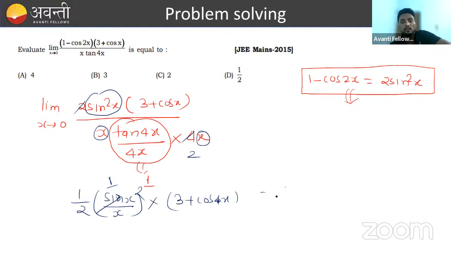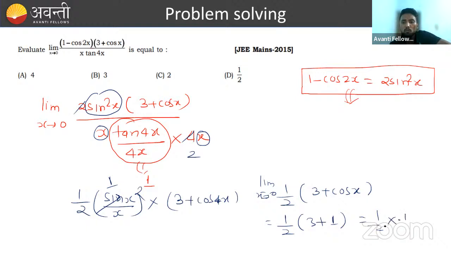So now it is what? 1 by 2, this is 3 plus cos x. And now limit x tending to what? 0. So it is 1 by 2, 3 plus cos 0 is what? 1. So it is 1 by 2 into 4. So 2 cancels out, it is 2.